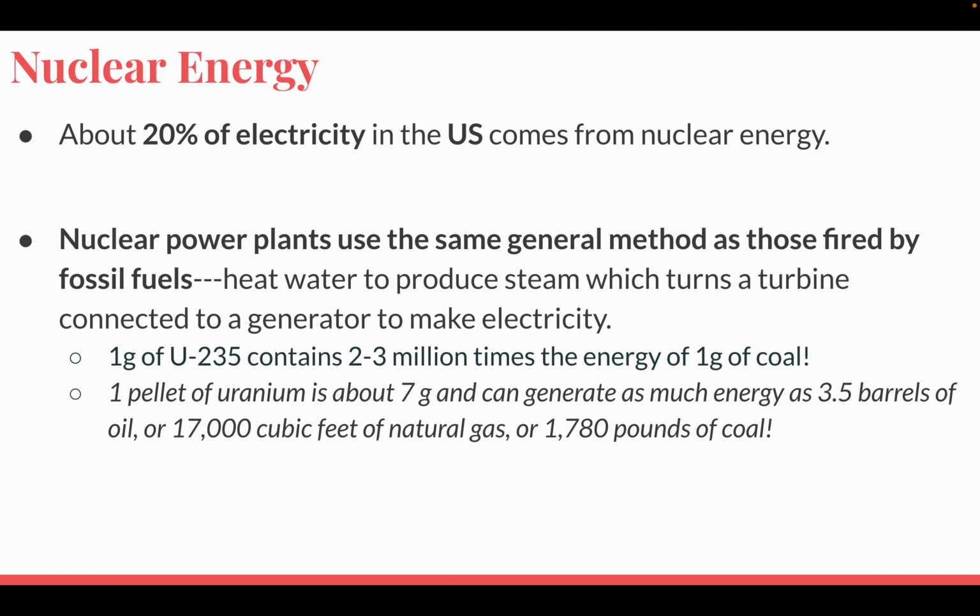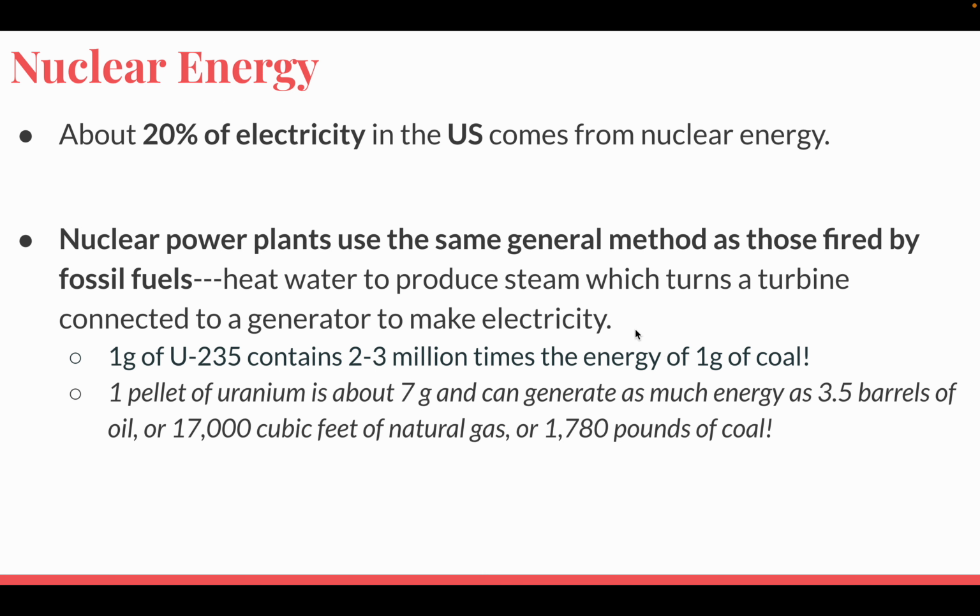Okay, a little bit about nuclear energy in the U.S. 20% of our electricity currently comes from nuclear energy, so about 1/5, a good little chunk. And the neat thing about nuclear power plants is they work the exact same way as fossil fuel ones. The heat energy from the fission reaction is used to heat water to make steam, and this kinetic energy from the steam turns the turbine, and that rotational energy is connected to a generator, and the magnets in the generator spin around the copper coil, and now you have electricity.